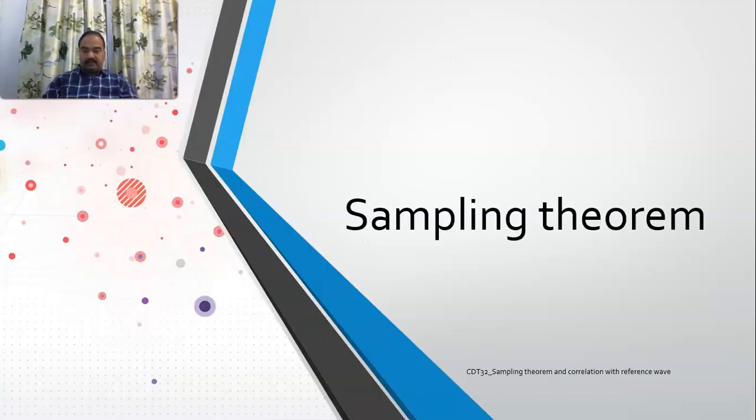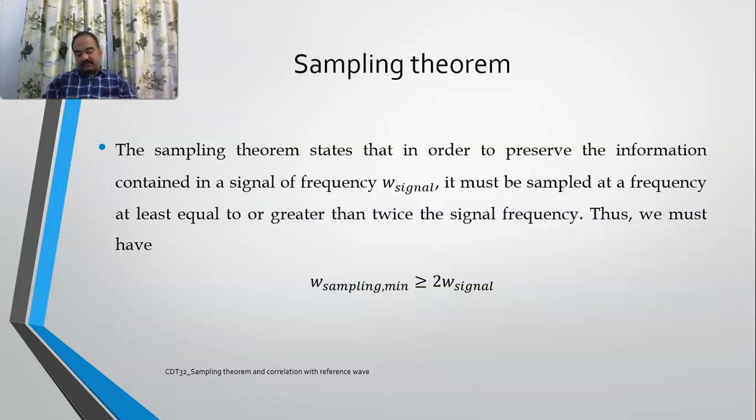Moving ahead, the sampling theorem. It states that, before I move on to the sampling theorem, one thing I would like to remind you is that a numerical relay is a type of digital relay. Whatever analog data you are measuring from your power system is to be converted to digital data. And for that, the conversion of analog data to digital data requires sampling.